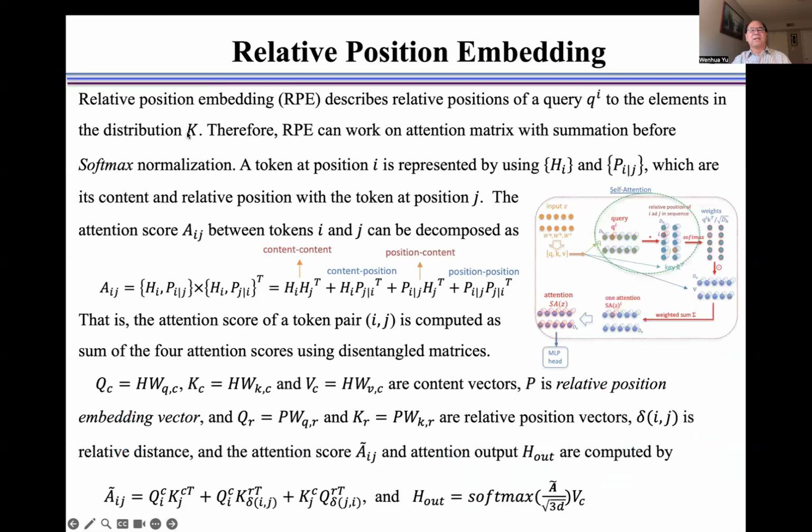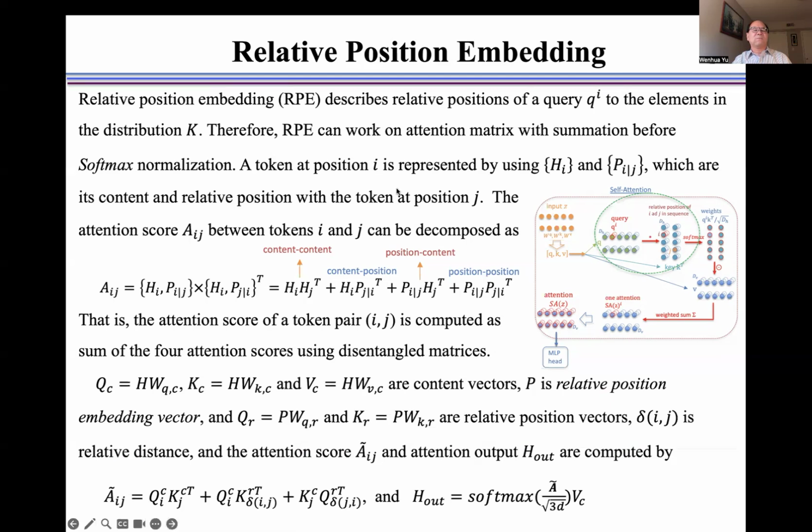Relative position embedding describes the relative positions of a query Qi to the element in the distribution key as shown here. Therefore, RPE can work on attention matrix with a summation before softmax normalization, as shown here. This is softmax. A token at position I is represented by using HI and PIJ, which are its content and relative position with the token at position J.